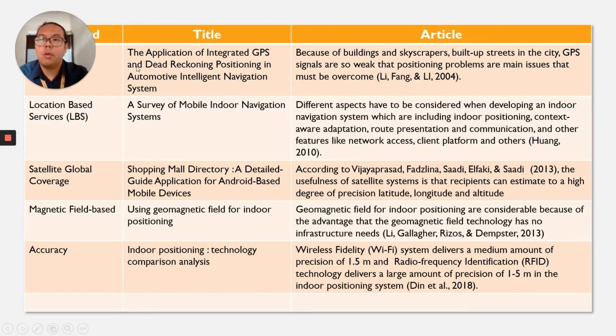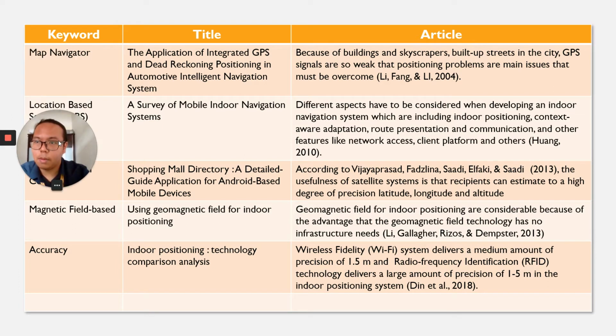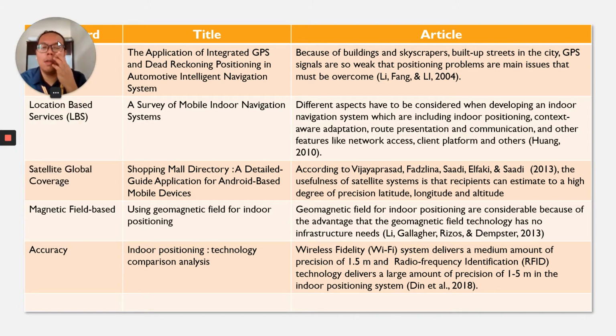So for the article comparison, I put several articles to make a comparison. Which is one, map navigator. The title is The Application of Integrated GPS and Dead Reckoning Positioning in Automotive Intelligent Navigation System. The main point is that because of buildings and skyscrapers built up in streets, universities, GPS signals are so weak that positioning problems are the main issues that must be overcome.